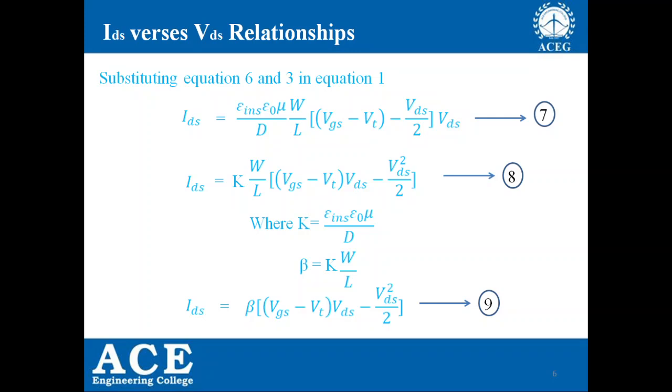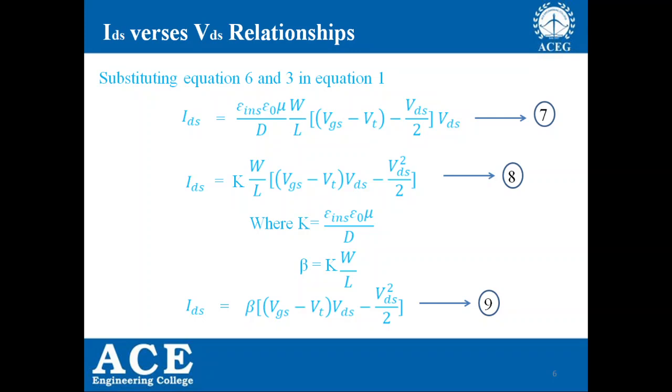So let us name it as equation number 8, and let me write the value of beta here. This beta involves the geometry of the MOS transistor, where beta is equal to K into W by L. So, if we write the IDS value in terms of beta, it will be IDS equal to beta into (VGS minus VT) into VDS minus VDS square by 2. So, let us name it as equation number 9.